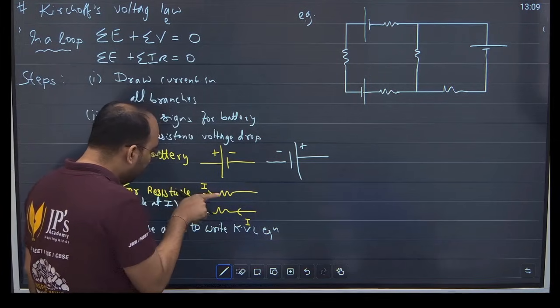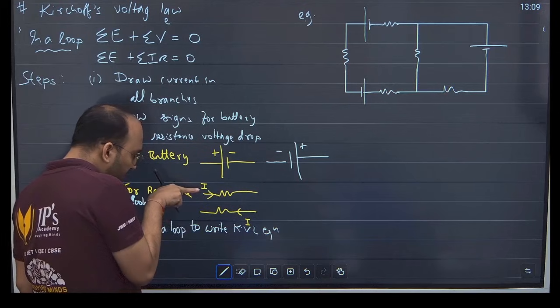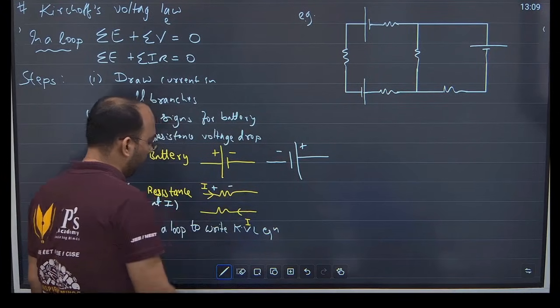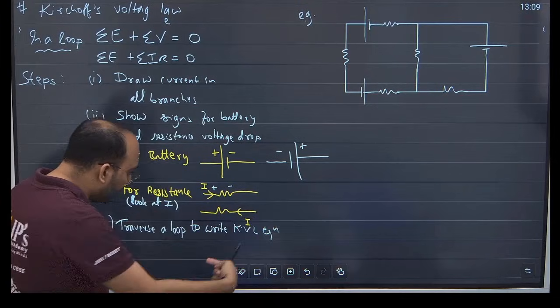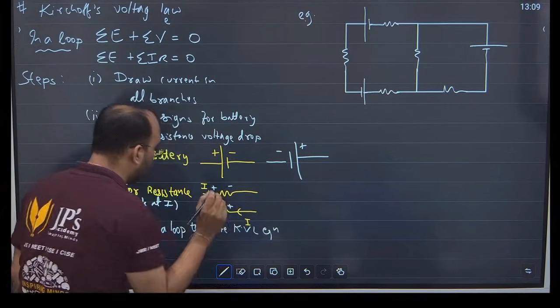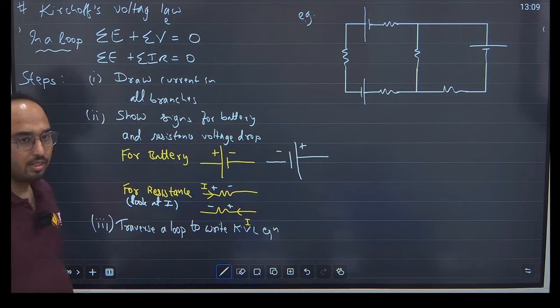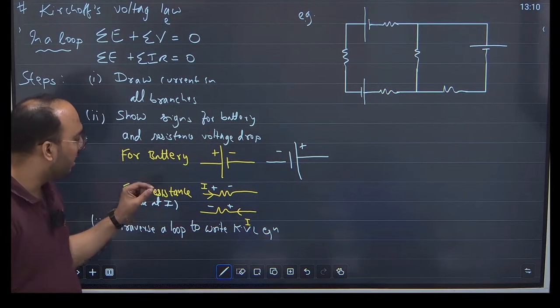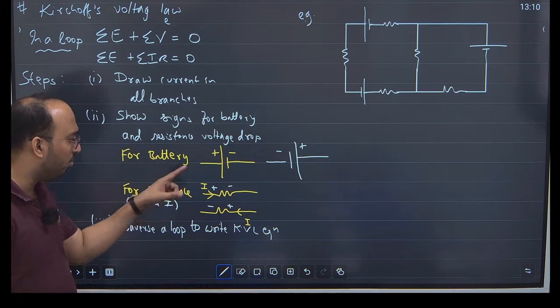So look at this resistance here. Here current is flowing from left to right, which means this end has to be higher potential and this has to be lower potential. Simple. If current is flowing from right to left, then this has to be higher and this has to be lower. So this is a very important step for all the batteries and all the resistances. Once you know the current direction, you should be able to do the signs.